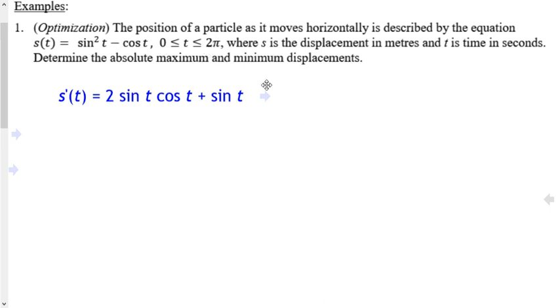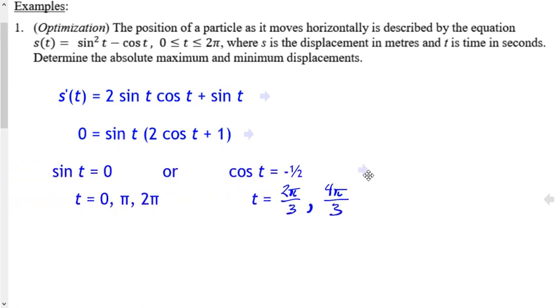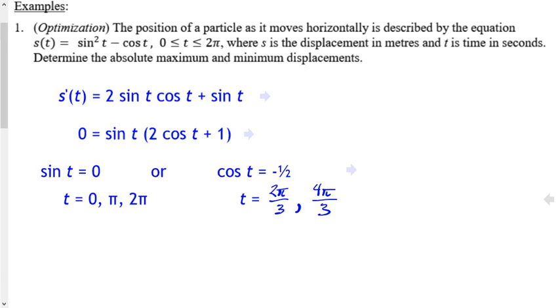And we're interested in the endpoints, so 0 and 2 pi. And we're also interested in critical points where this derivative might be undefined or where it's equal to 0. Well, sine and cosine are defined for all real numbers, so we're really only interested where this derivative is equal to 0. And I've already pulled out the common factor of sine t, so I have 2 factors giving me a product of 0, so I'll set each factor equal to 0 and then solve.